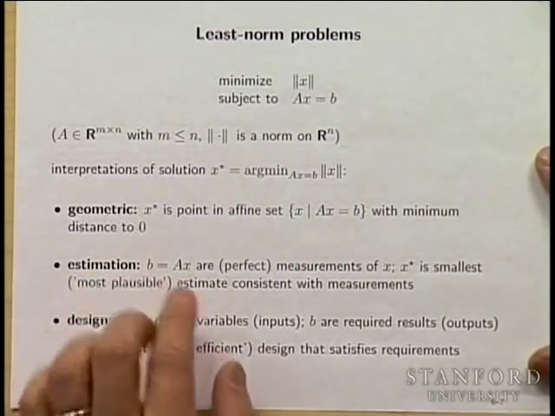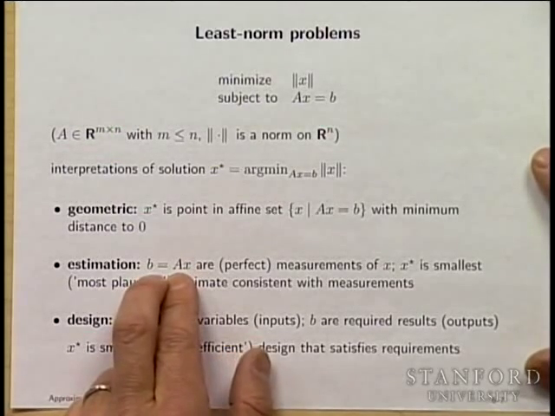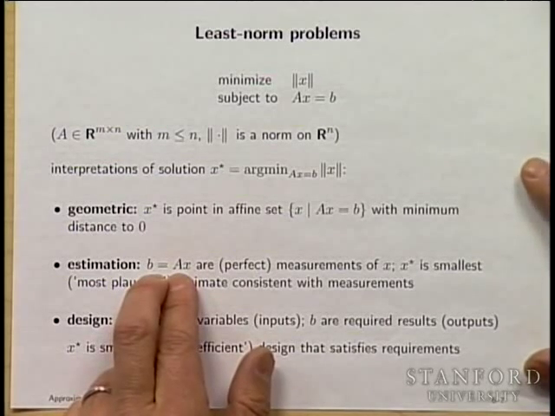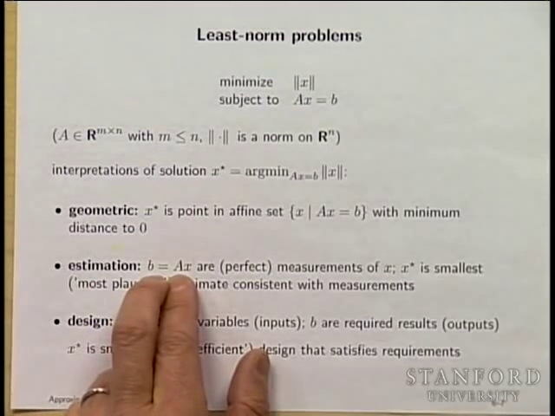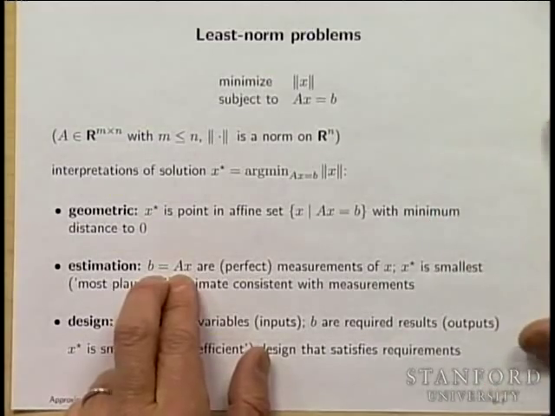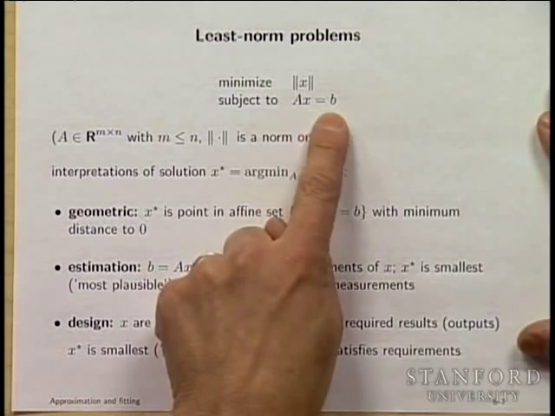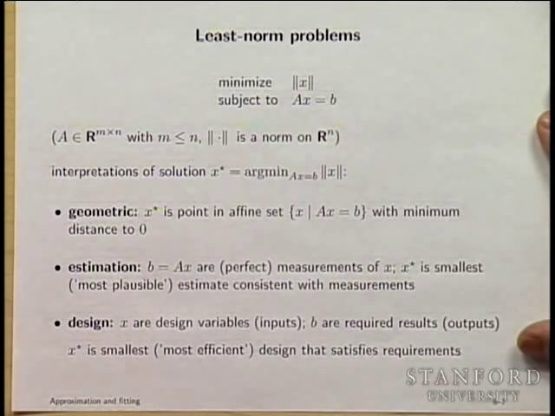In estimation, here, the model is this. You don't have enough measurements to identify a parameter perfectly. So I have B equals AX, and A is fat here. However, the measurements are perfect. The bad news is I don't have enough measurements. The good news is the measurements are perfect. So I have perfect measurements, but not enough of them. And what that says is AX equals B is the set of parameter values that are consistent with my perfect measurements.